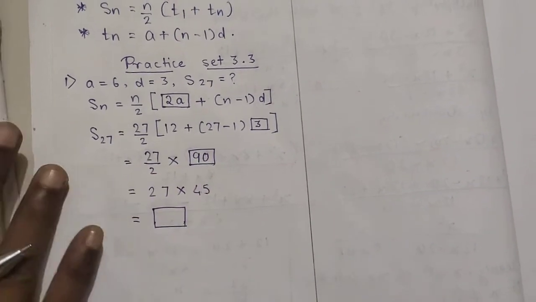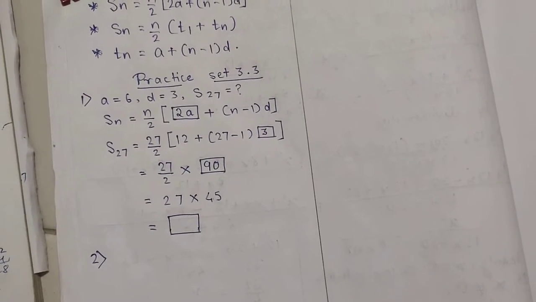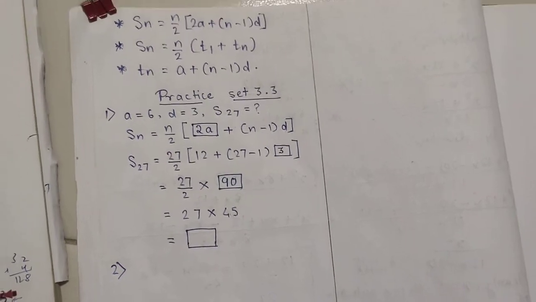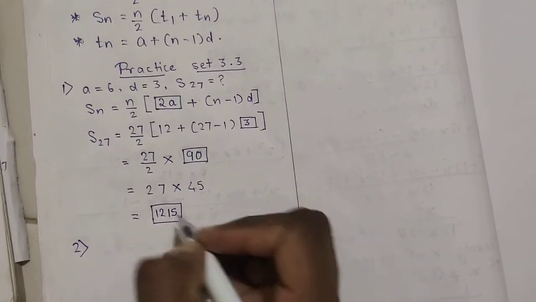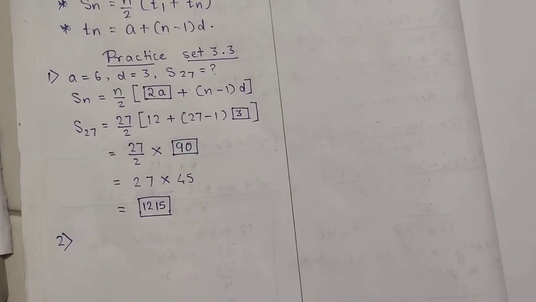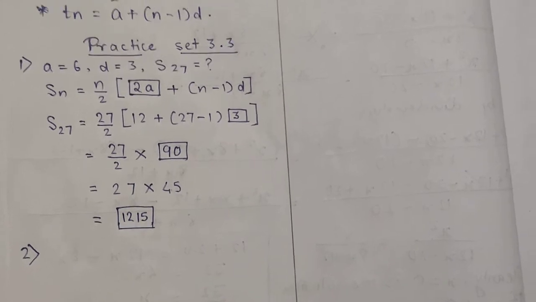Now what you have to do is multiply 27 with 45. If you do 27 into 45, you are going to get 1215. I have already written the answer. You can see the solution. Now let us see the second question.